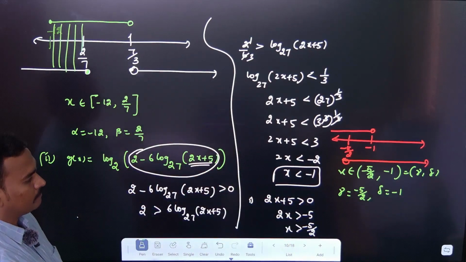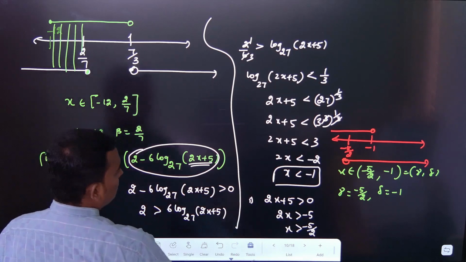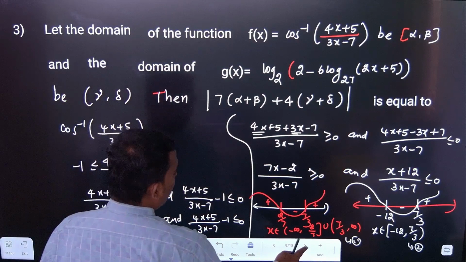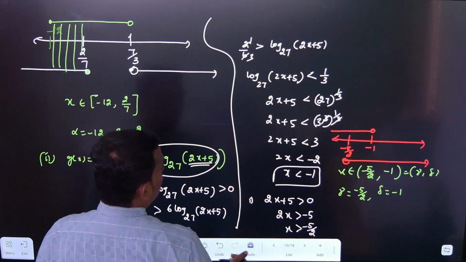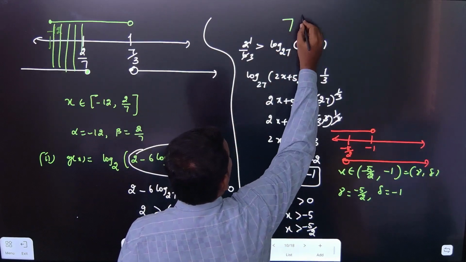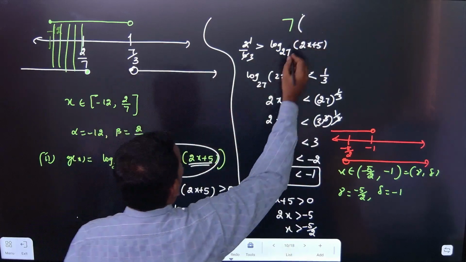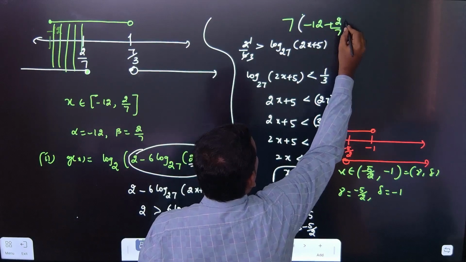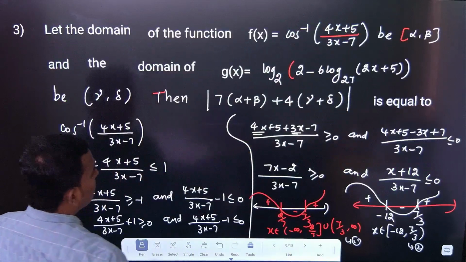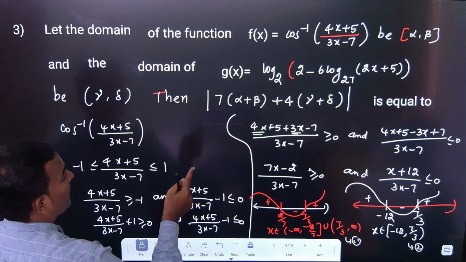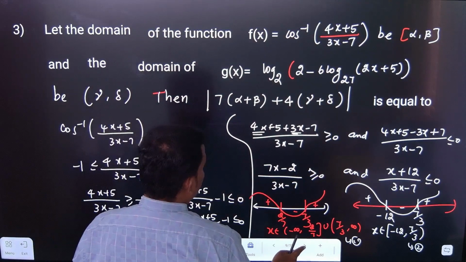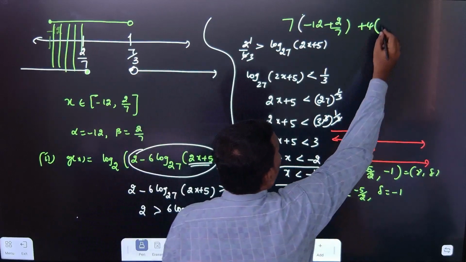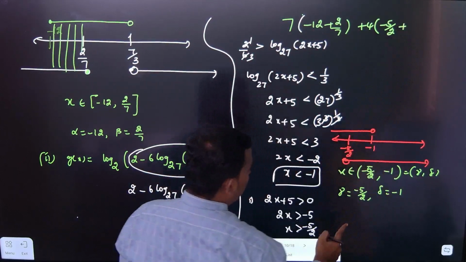Clear? Now what they're asking actually, you can see 7 times alpha plus beta. First you can write it. So 7 times alpha, what is alpha? Minus 12, plus beta is 2 by 7. Okay, fine. Then after that, 4 times gamma plus delta. Plus 4 times gamma. Gamma is what? Minus 5 by 2. Delta. Delta is minus 1.